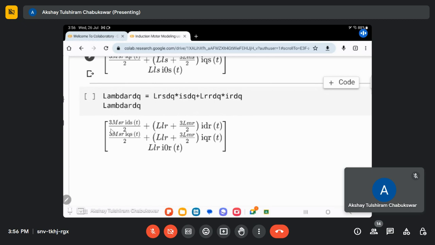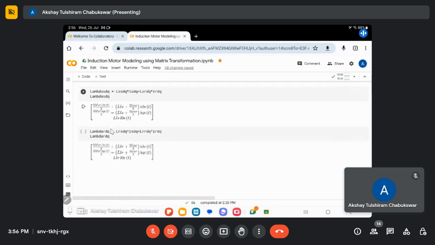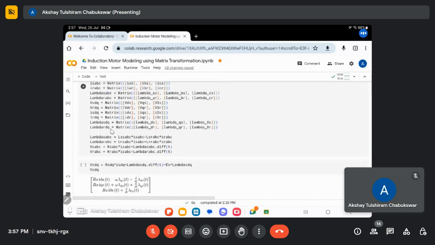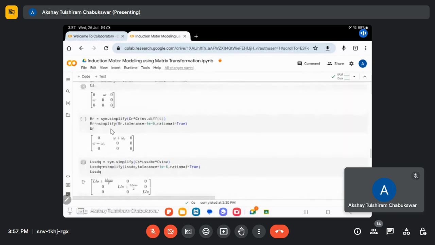In any DQ reference frame, that is your choice. Omega equals omega s, omega r, or 0, and you can choose any convention: 1, 2, 3, or 4. In general textbooks and electrical engineering coursework, the third convention is generally preferred.